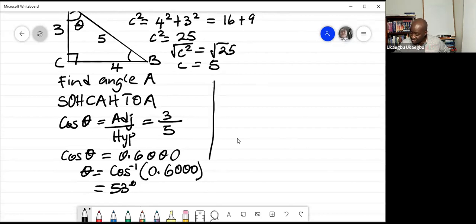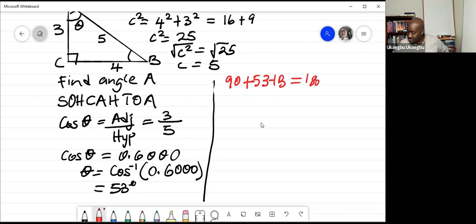So what he said is, just add up all the angles together and equal it to 180. Here's what I wanted to write. Just say 90 degrees plus 53 degrees plus angle B equals 180.